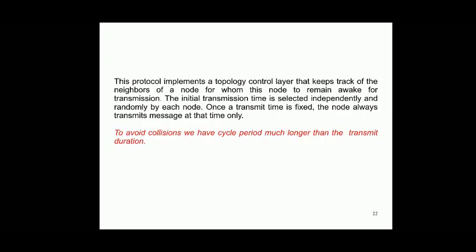This protocol implements a topology control layer that keeps track of the neighbors of a node for whom this node is to remain awake for its transmission. The initial transmission time is selected independently and randomly by each node. Once a transmit time is fixed, the node always transmits message at that time only. To avoid collisions, we have a cycle period much longer than the transmit duration.